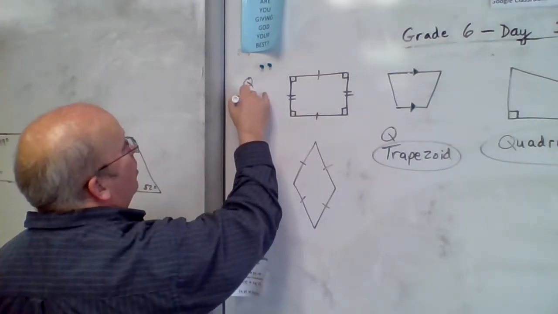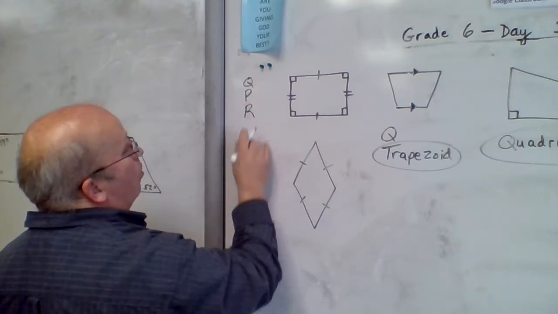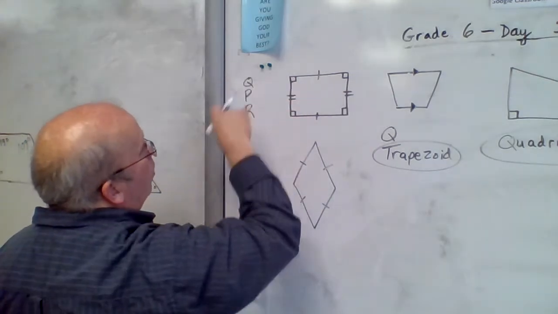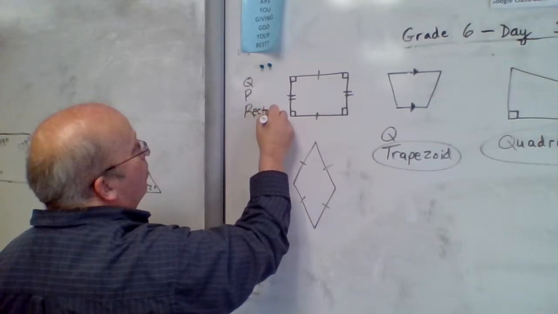That's not a trapezoid. It is a parallelogram, though. It's not a rhombus, but it is a rectangle because it fits the definition of a rectangle. Which one of these is the most specific? Oh, that would be a rectangle.